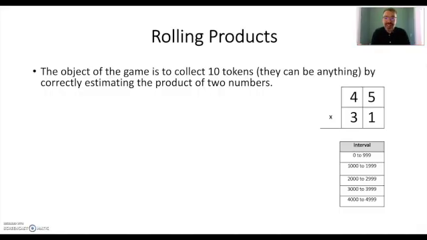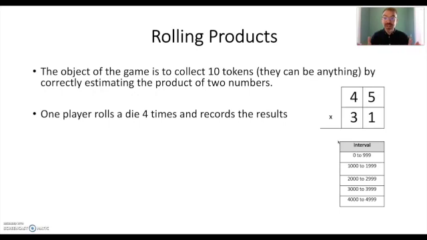Now let's try rolling products. The object of this game is to collect 10 tokens, and they can be anything. So pennies, because they're not worth anything anymore, or nickels, because they're not worth much. You need to collect 10 tokens by correctly estimating the product of 2 numbers. One player rolls a die 4 times, and each of the results is one of the digits in the multiplication expression. So here it is, 45 times 31. Those are the digits, and those come from each one of the die rolls.